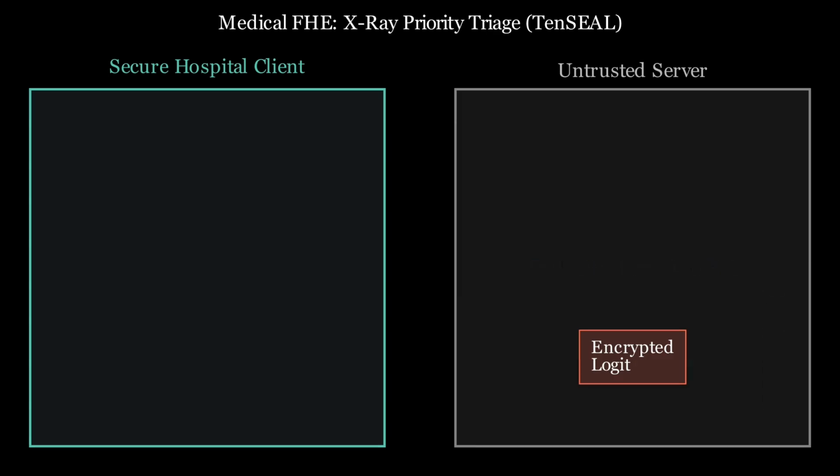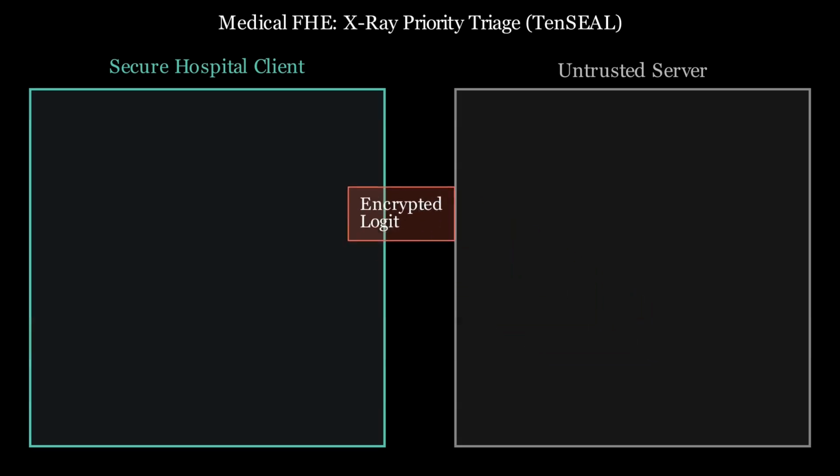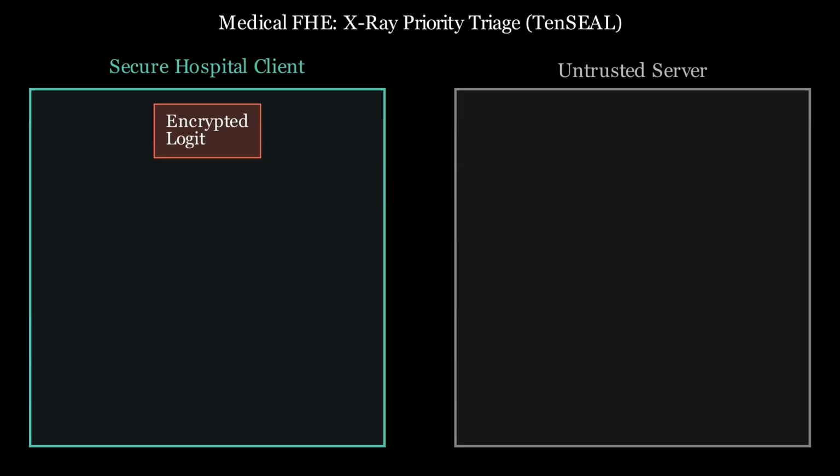The cloud server has successfully computed the encrypted logit. However, a raw logit is simply a linear continuous value, it is not a clinical probability. To make a diagnostic decision, we must apply a nonlinear activation function, such as sigmoid. Here lies a critical optimization in our architecture.